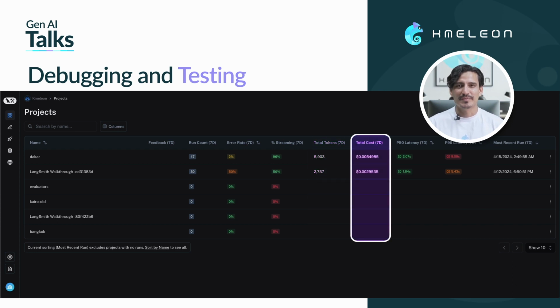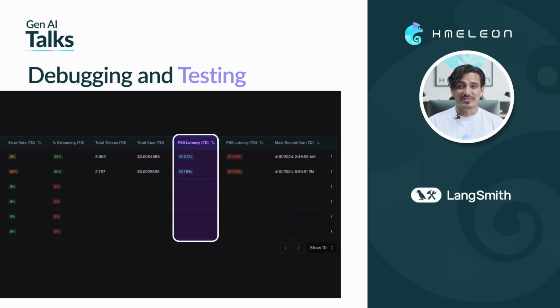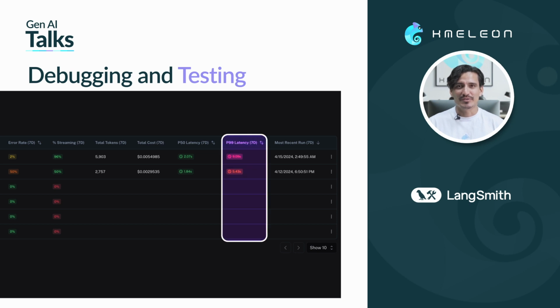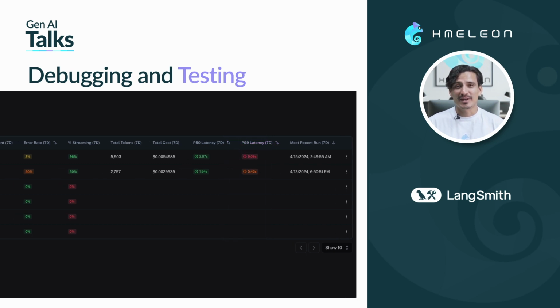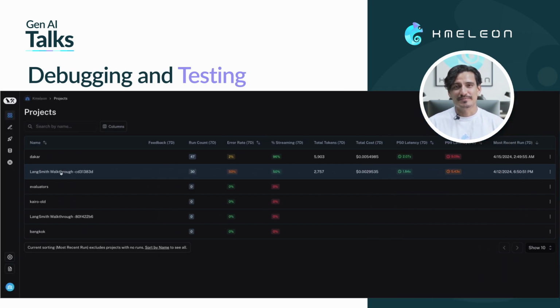You can also check out how many tokens you've used up and what that's going to cost you. Now, about the P50 latency, that's the middle ground. Half the runs are faster, half are slower. On the flip side, the P99 latency, well, 99% of runs are quicker and only 1% are dragging their feet. Let's hop into a project and see what's inside.